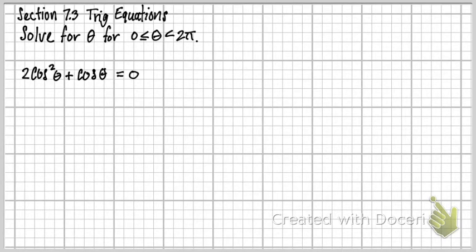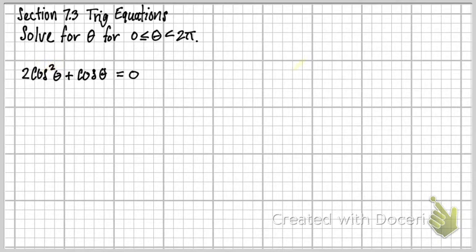So now we're going to finish up section 7.3, maybe one more after this possibly. But anyways, we're going to take a look at this: solve for theta between 0 and 2 pi. So what we're going to do first with this equation is factor. One of my indicators that I know I'm going to factor is because I see this here, that 2.